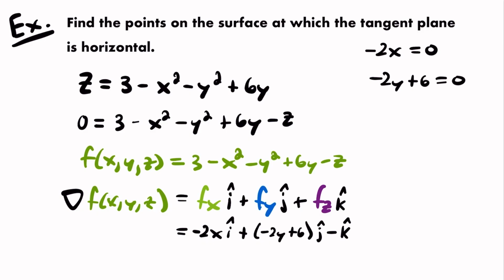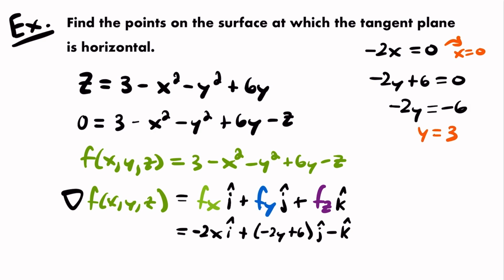Okay, and so now we want to solve for x and y, which should be pretty simple to do here. For the first equation, the only way this is true is if x is equal to 0. You could divide both sides by negative 2 and get that result. But from this equation, we know that x has to be equal to 0. And then for this equation, there's a little bit more work involved. You want to subtract 6 from both sides, and you'll get negative 2y equals negative 6. Divide both sides by negative 2, and you get y is equal to positive 3.